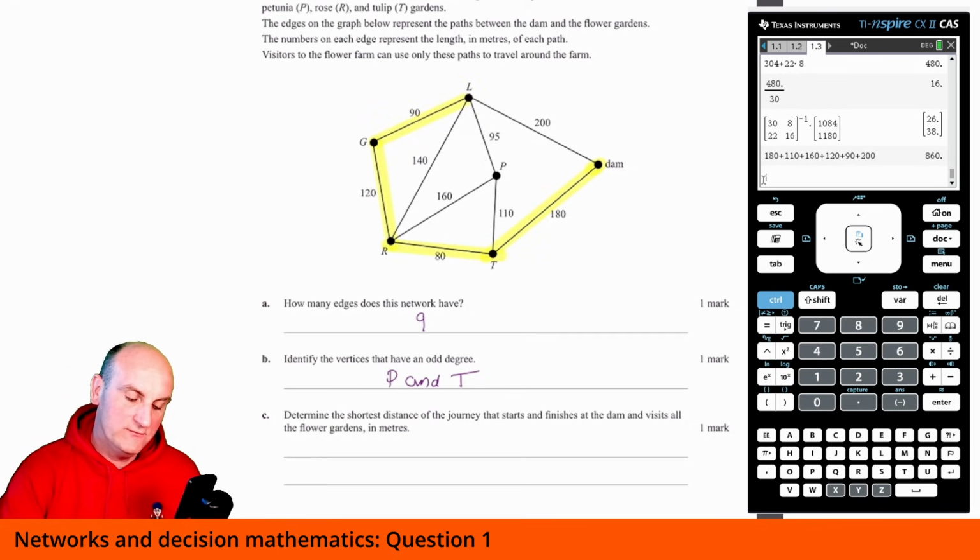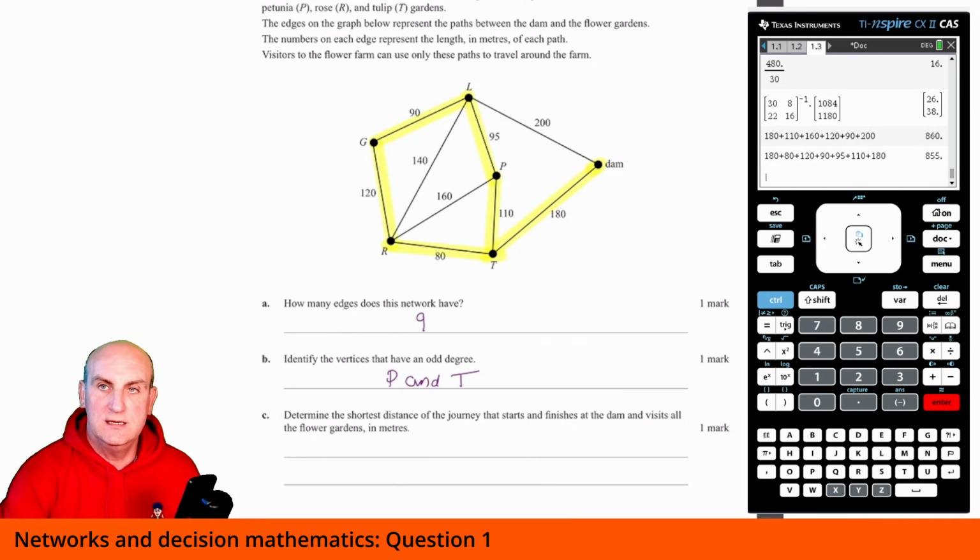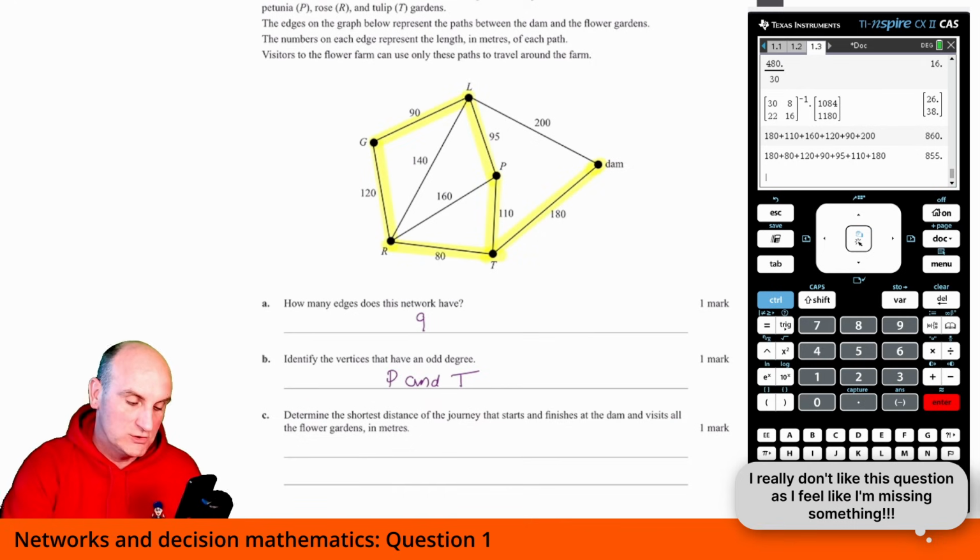Right, well, I haven't visited P yet. So if I do that 95, and then 110, and then 180, let's see what that's going to give me. 180 plus 80 plus 120 plus 90 plus 95 plus 110 plus 180 gives me 855 meters. Now, at the moment, that's probably the shortest I can find just by bouncing around.